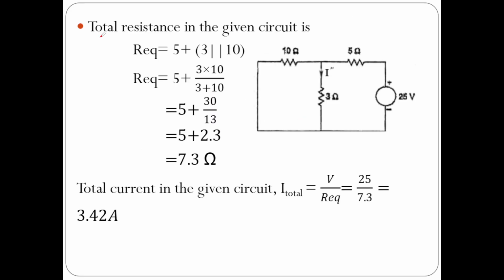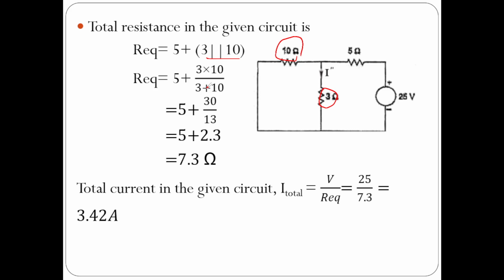First of all I am going to determine the total resistance in the given circuit. Total resistance is 5 plus 3 parallel with 10. Why? Because the current will come out of this source from the positive terminal and flow like this. At this junction the current is dividing into two parts, between 10 ohms and 3 ohms. So 3 is parallel with 10, and this whole combination is in series with 5.